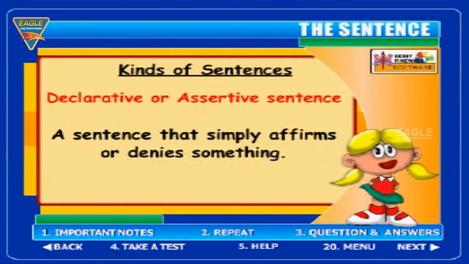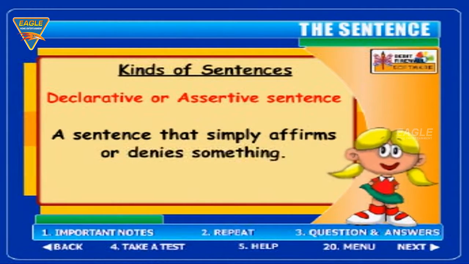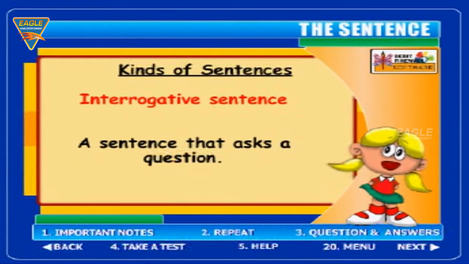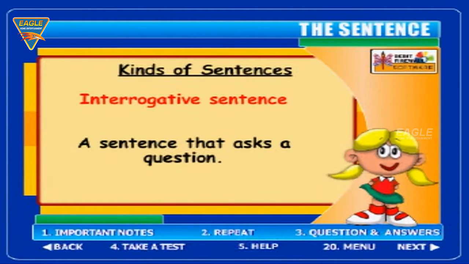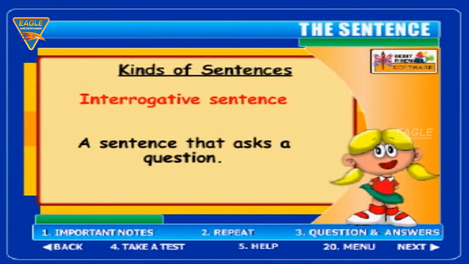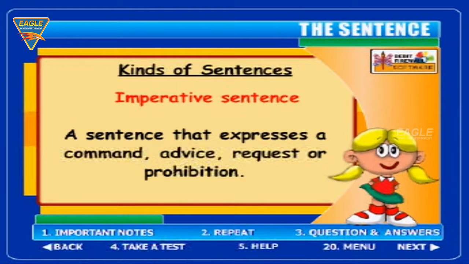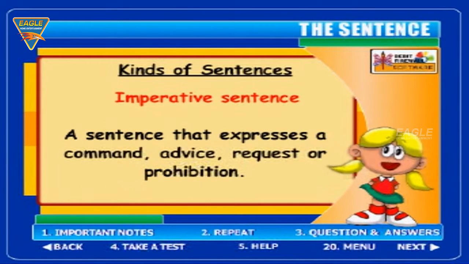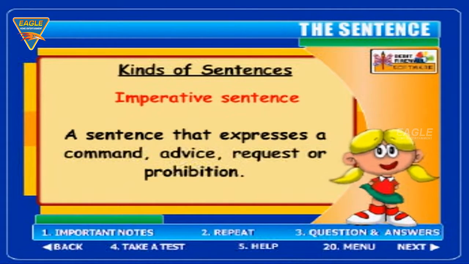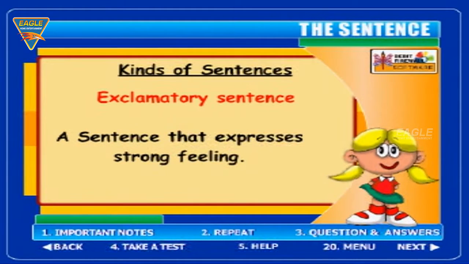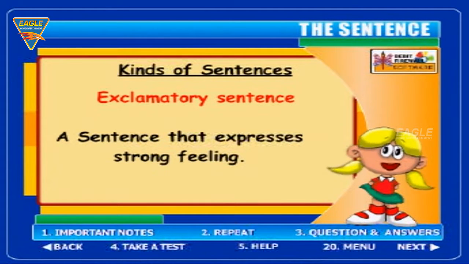Declarative or assertive sentence: a sentence that simply affirms or denies something. Interrogative sentence: a sentence that asks a question. Imperative sentence: a sentence that expresses a command, advice, request, or a prohibition. Exclamatory sentence: a sentence that expresses strong feeling.